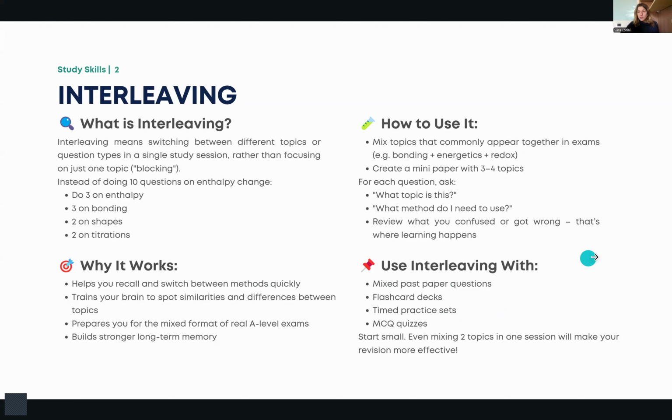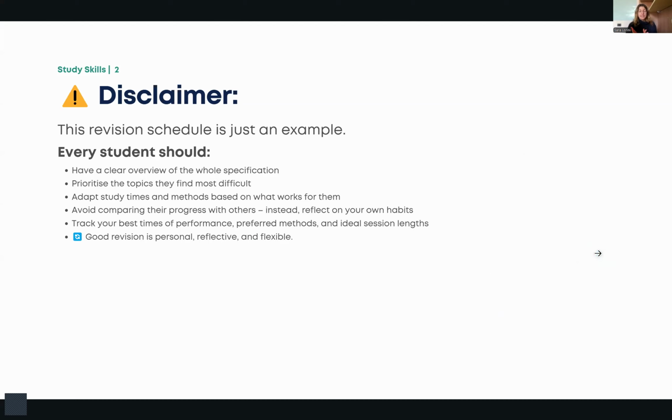That's why I really want to say one important thing: the revision schedule that I'm going to show you is just an example for chemistry. If you're studying, for example, AS in 1 week, every student needs a clear review of the whole specification, but prioritize the topics that you find more difficult. That's different for everyone. Some people like more the mathy part, and some like more the organic chemistry, for example. So adapt the study times and methods based on what works for you.